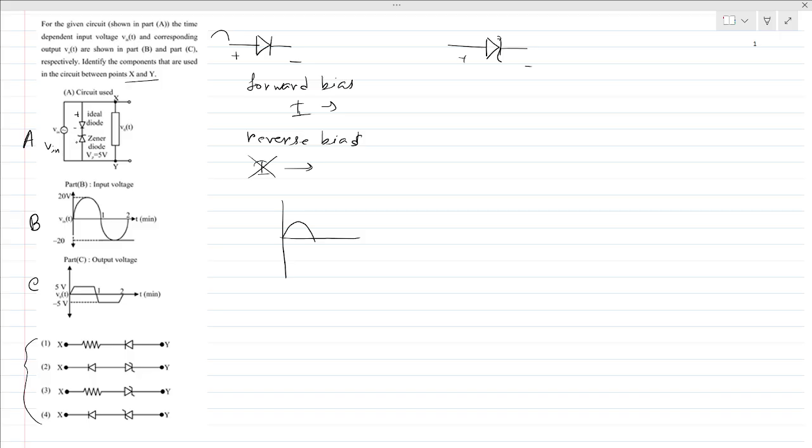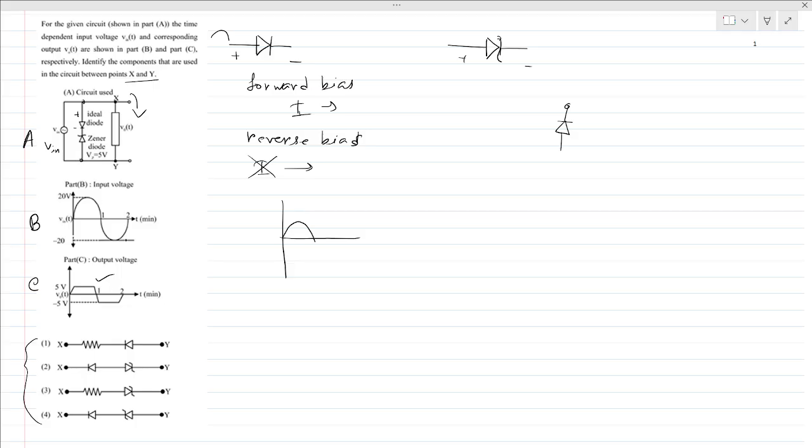That means at reverse breakdown, we have only 5 volt as output, which is given to part C. That means between points X and Y there should be a diode drawn in the opposite way, so that the current cannot flow through the output. It should be open when the current is in the positive half cycle and is flowing through the two terminals.